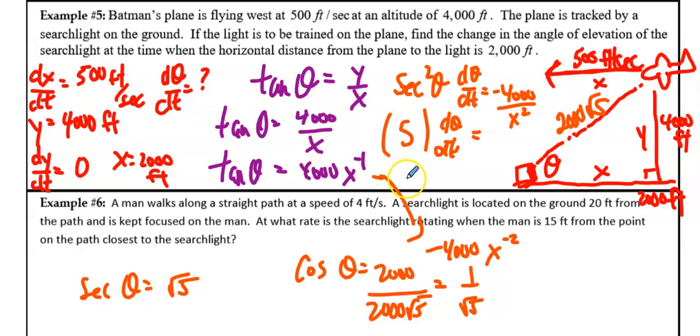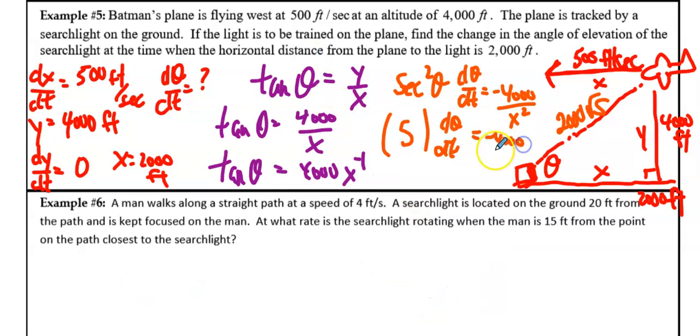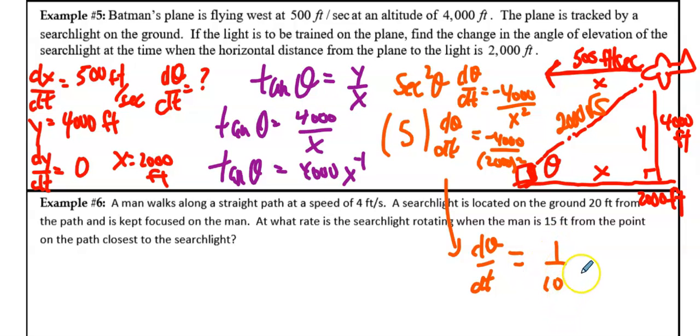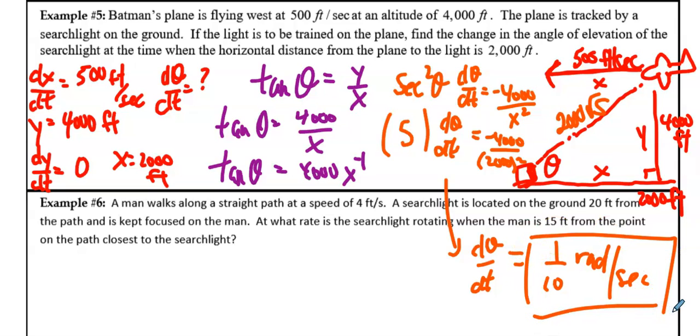How awesome is that? So we have negative 4,000 over x squared. Well, x was 2,000 squared. And then when all is said and done, with the brilliance of a calculator here, you're going to get that the change in theta with respect to time actually simplifies down to just 1 over 10. A really nice 1 over 10 radians, and again, by the units, per second. Okay, so that is the answer for that problem.